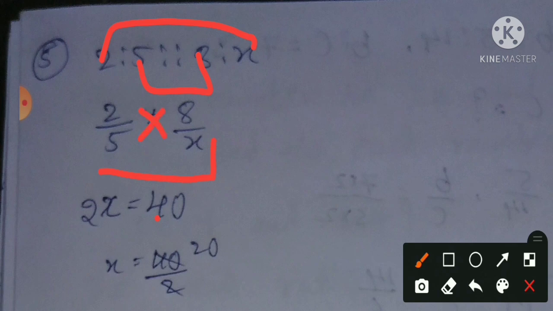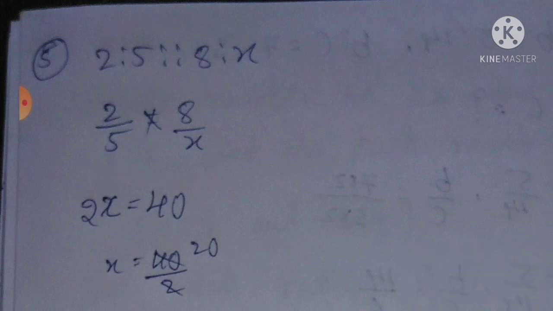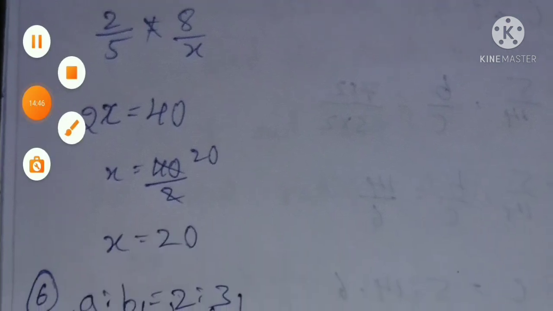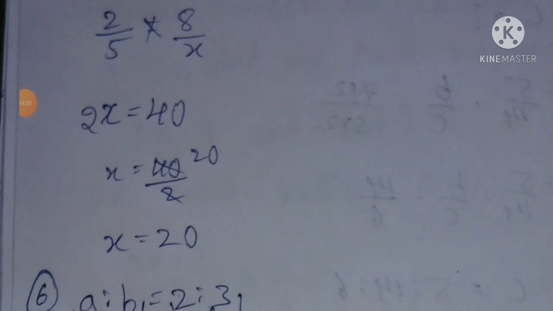Then x equal to 40/2. The x value is 20. Okay, here x equal to 40 by 2, that is 20. By simplifying 40 by 2 we are going to get 20, x equal to 20. Now see the next question.